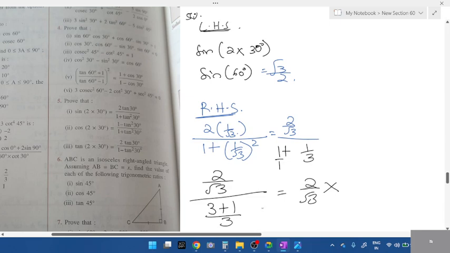How do you write 4 by 3, students? When I write multiplication, it becomes 3 by 4. What's the value? 2 ones are 2, 2 twos are 4. What do you get? 3 divided by 2 root 3.